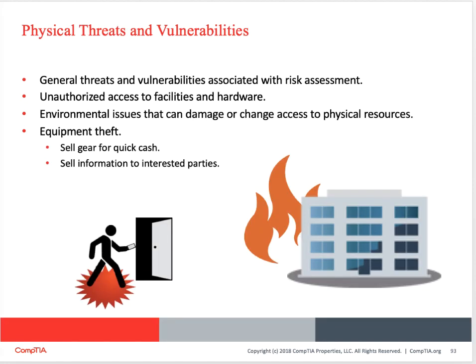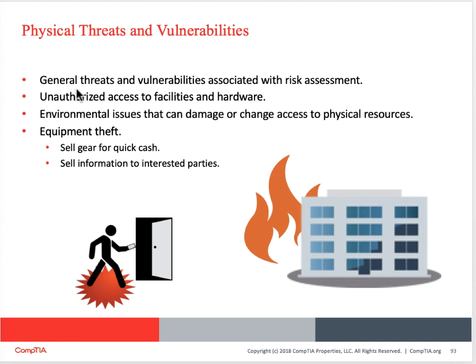Physical threats and vulnerabilities. So in addition to the general types of threats and vulnerabilities that we talked about, there are physical threats and vulnerabilities, right? And so this could be general threats associated with risk assessment. This could be unauthorized access to our facilities. This could be environmental issues. Maybe we had a hurricane, an earthquake, a fire, or it could be equipment theft. People steal stuff and try to get some cash for it. Or maybe this is corporate espionage and they're trying to sell information to interested parties.